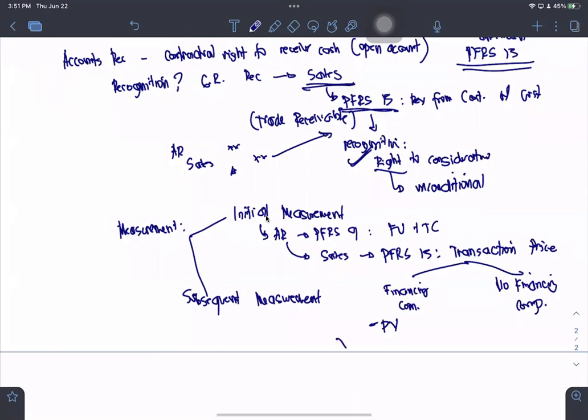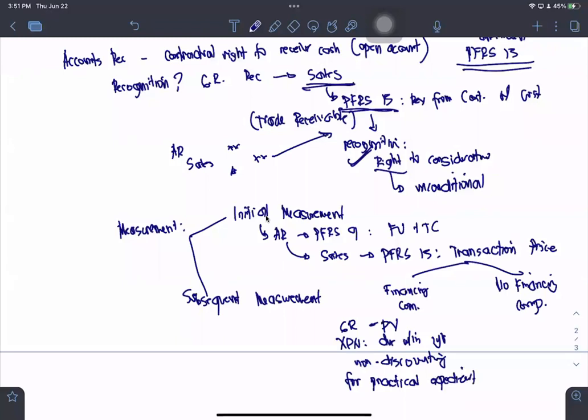However, what is the exception if there is a financing component? Although you will measure it at present value as a general rule, the exception is if it is only due within a year. What is the rule? There is non-discounting, and that is for practical expedient.